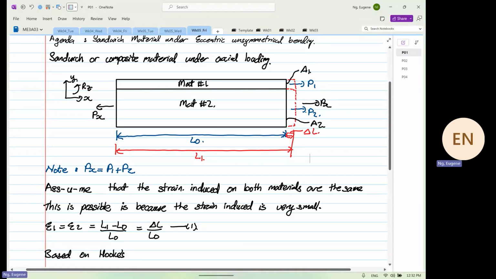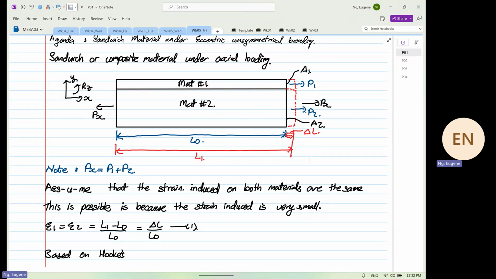Right. So where we were, I'm trying to derive the sandwich or composite material under axial loading. So first of all, Px is equal to P1 plus P2. We're going to assume that the strain induced on both materials is the same. This is because the strain is very small.